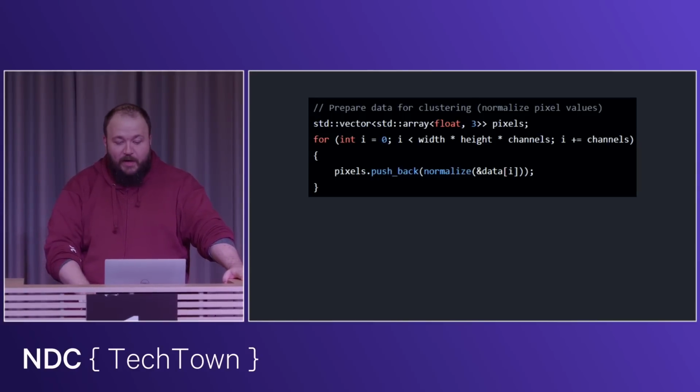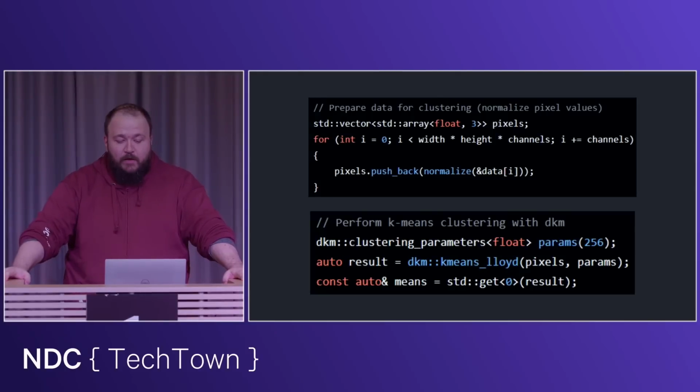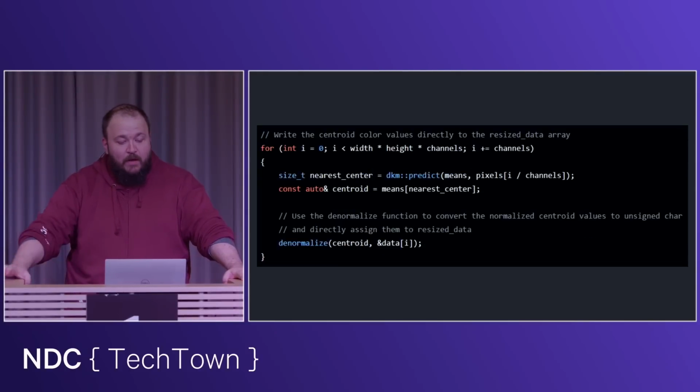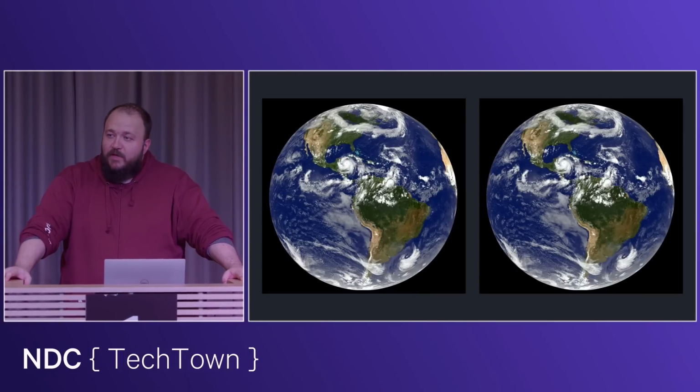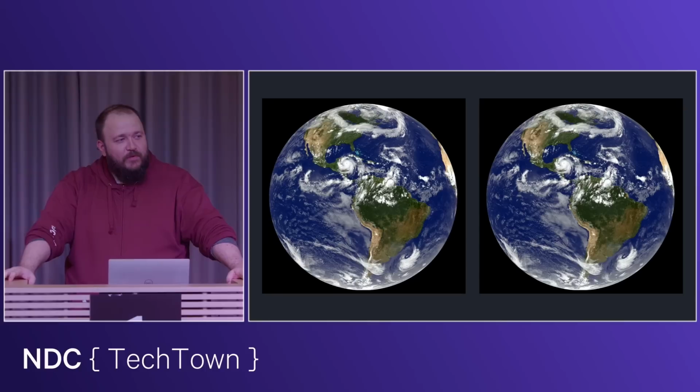You push them back. You normalize them just to be safe. You call the library k-means Lloyd. You get the means out. Then you go back through all of the channels, all the pixels. You call predict to get the color. You denormalize it again, and then you have the images. So one of these, again, if you have your glasses, one of these photos has 37,000 colors, and one of these photos has 256 colors.